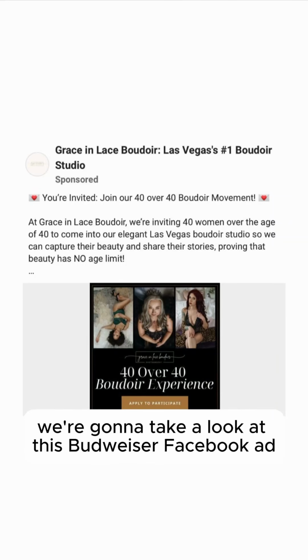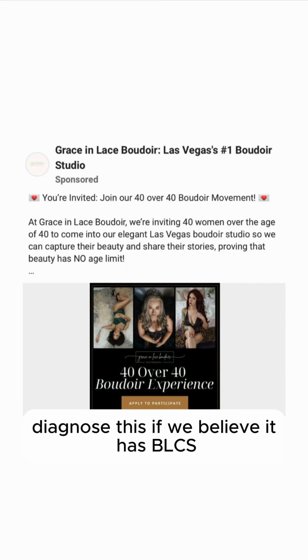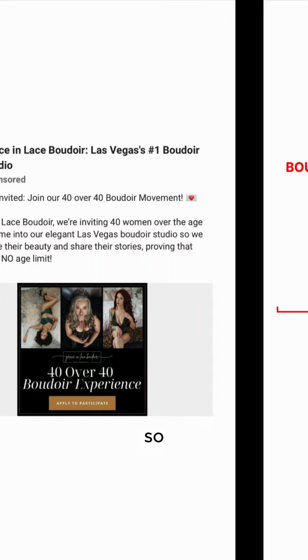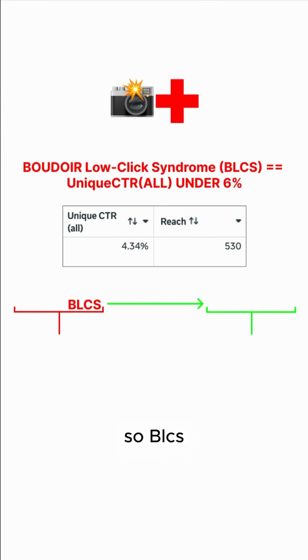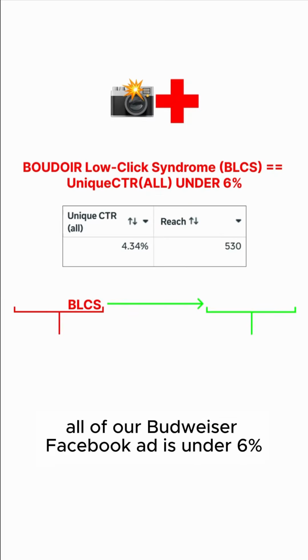All right, y'all, we're going to take a look at this Boudoir Facebook ad, diagnose it, see if we believe it has BLCS, aka Boudoir low click syndrome. So, BLCS, also called Boudoir low click syndrome, is when the unique CTR all of our Boudoir Facebook ad is under 6%.